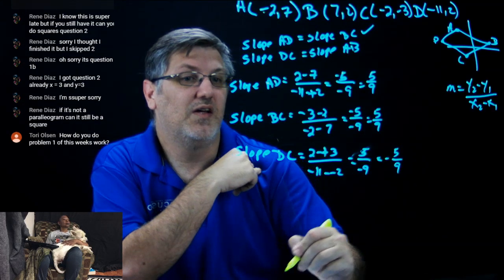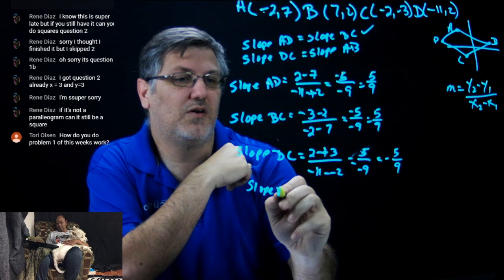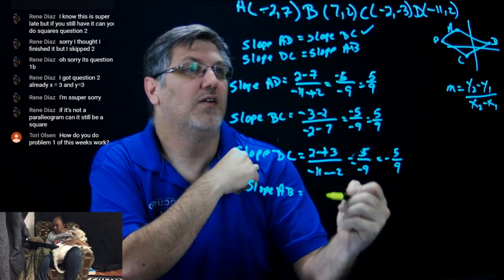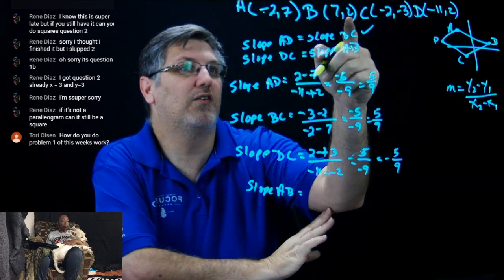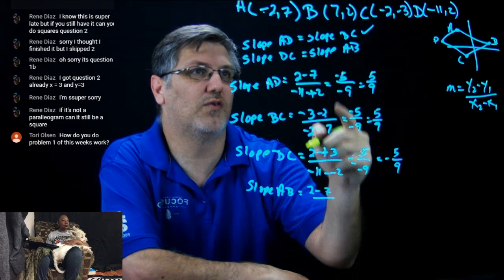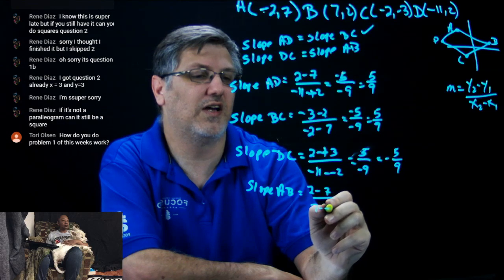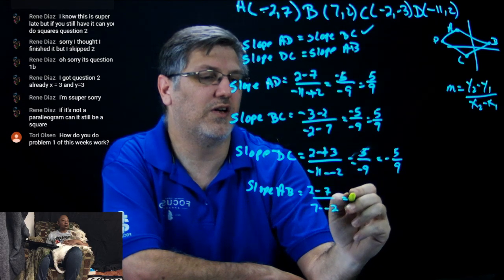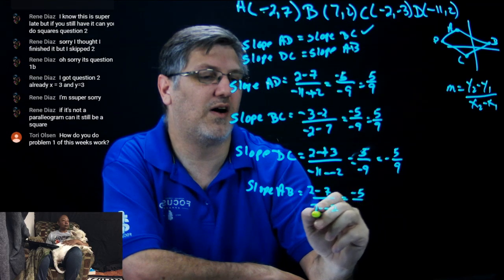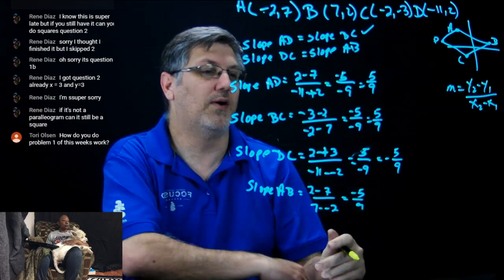And then the slope of AB. So we got 2 minus 7 over 7 minus a negative 2. Something's wrong here. Gives me negative 5 and gives me 9. No, that's good. So those are parallel.